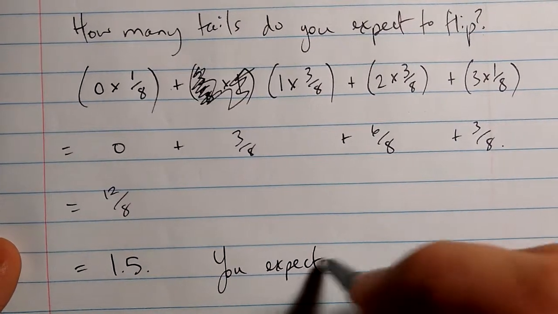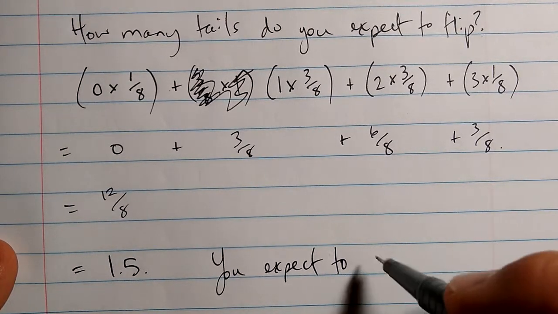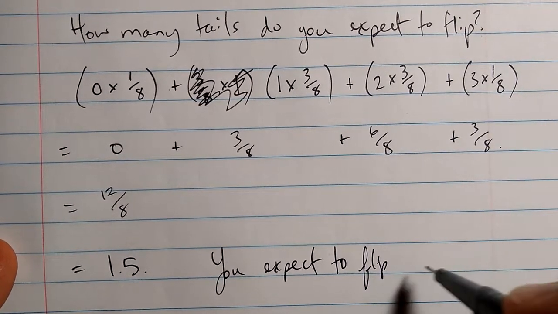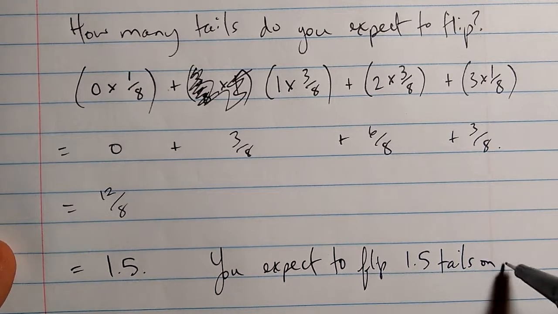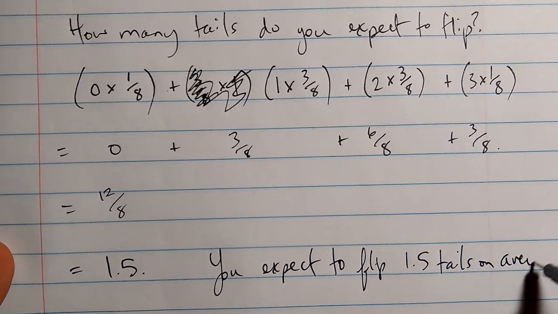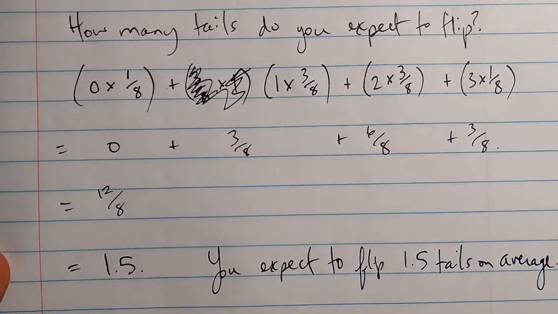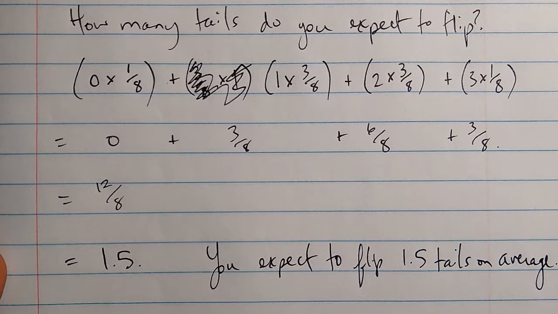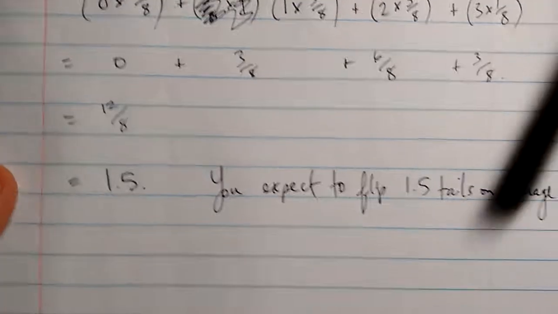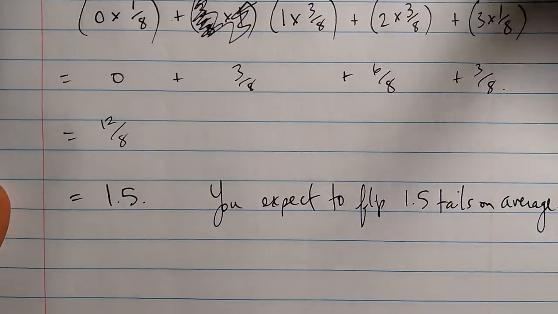So you expect to flip 1.5 tails on average, which is half the time. So that's good. Now, we don't have to even have a specific situation for us to use a table like this.